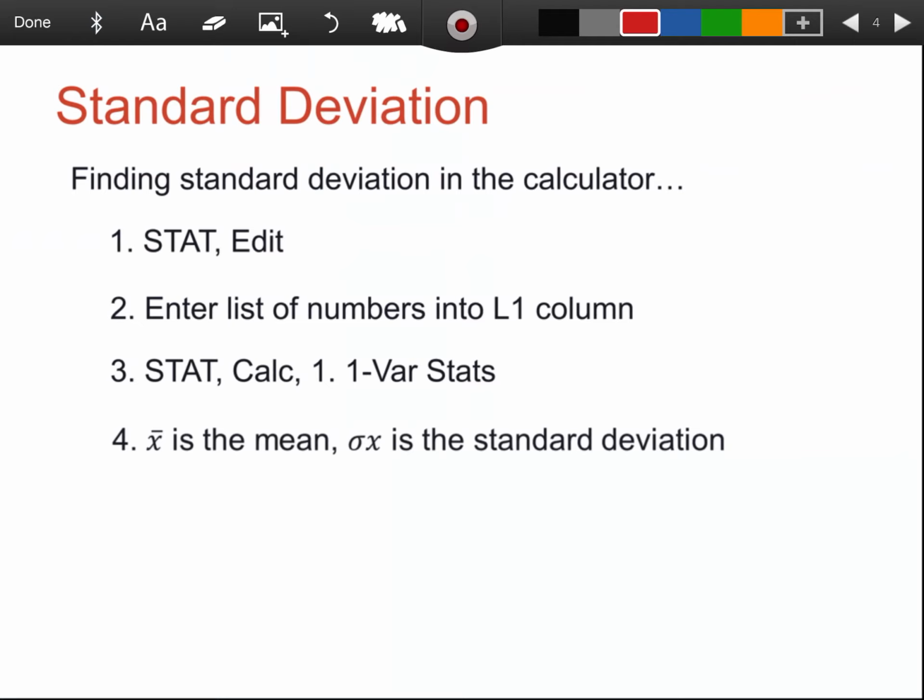All right, so go ahead and pause the video here for a second and just copy these notes down. We'll do this in class. This is how you find standard deviation in the calculator.